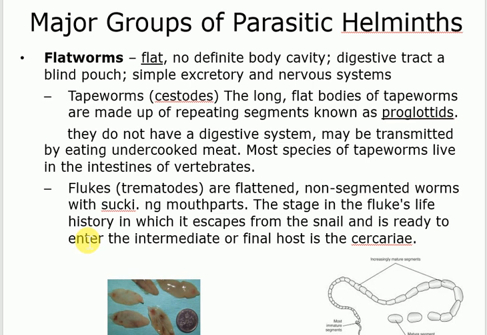proglottids, which is this. Okay? It's a series of these pods. Proglottids, one after one after one after one. Okay? These are the components, these are the segments. They do not have a digestive system. And these tapeworms usually come from undercooked meat. Okay? Basically, they live in the intestine of vertebrates.